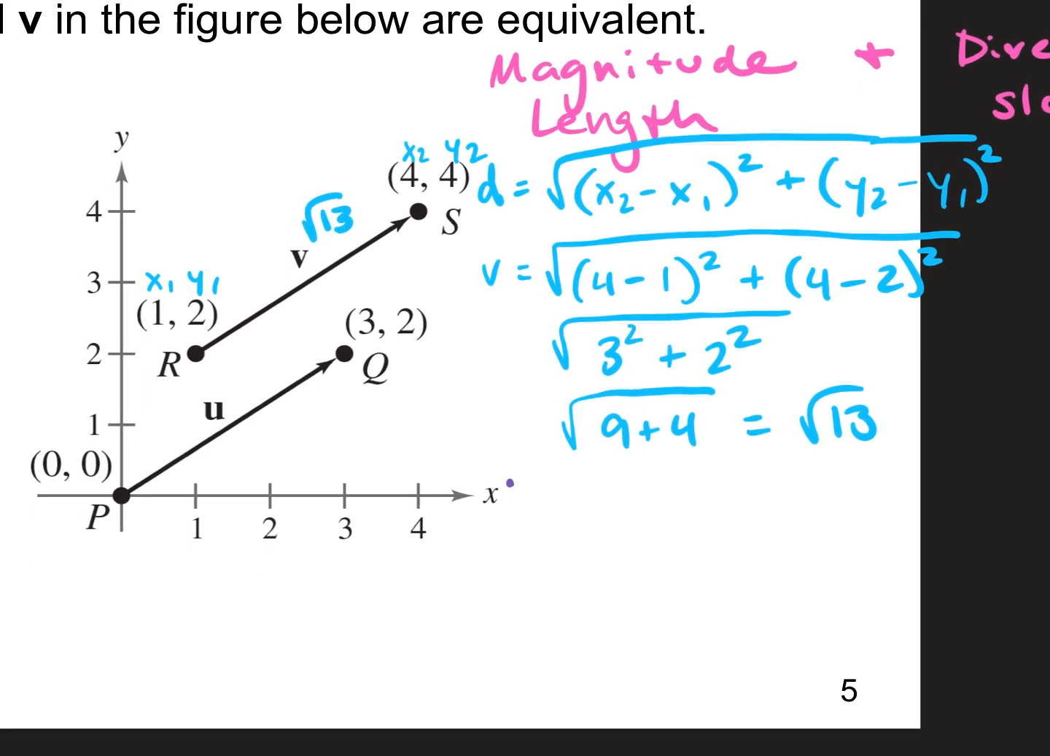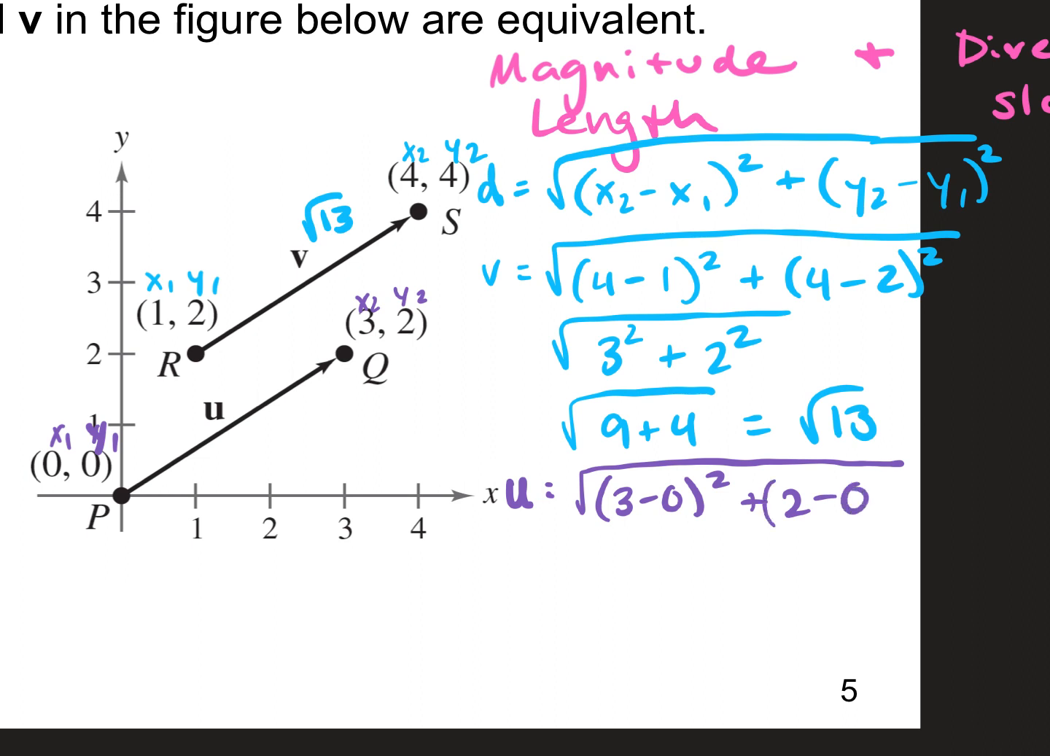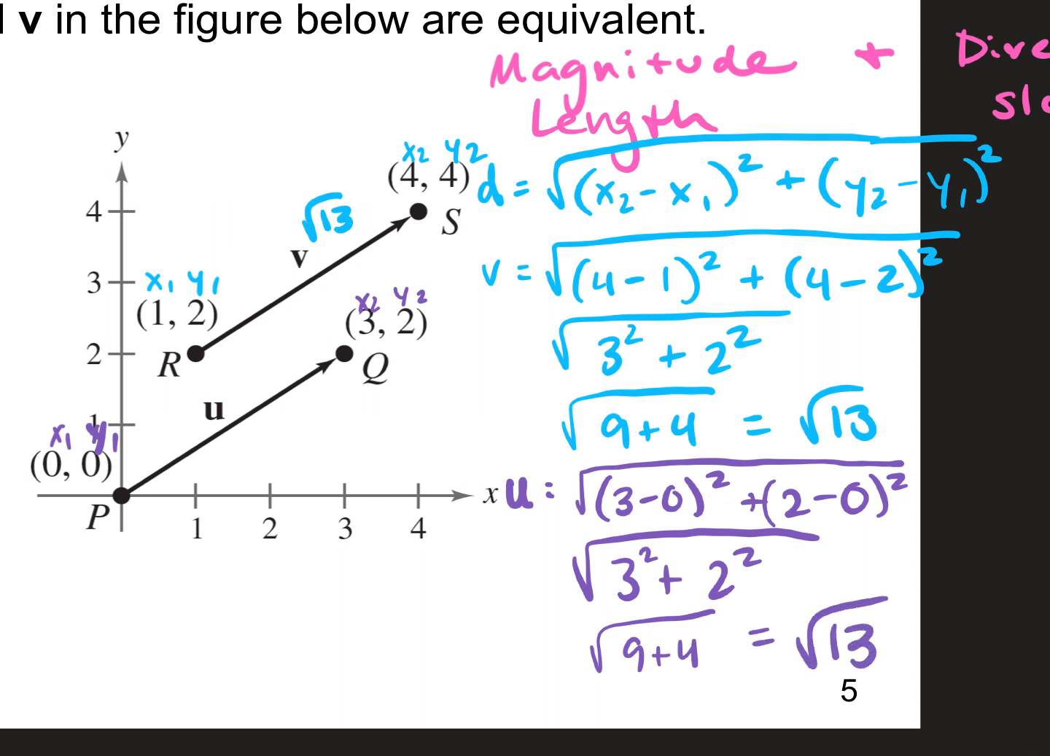Next, let's find the length of vector u. We're doing the same thing. I'm going to rename my points x1, y1, x2, and y2, and now plug them into the same formula. So 3 minus 0 squared plus 2 minus 0 squared. So that would be 3 squared plus 2 squared, 9 plus 4, which would be the square root of 13. Do they have the same length? Yes. So they have the same length.